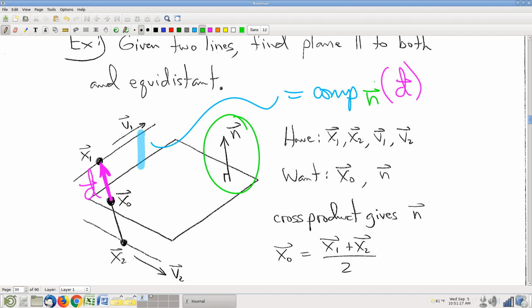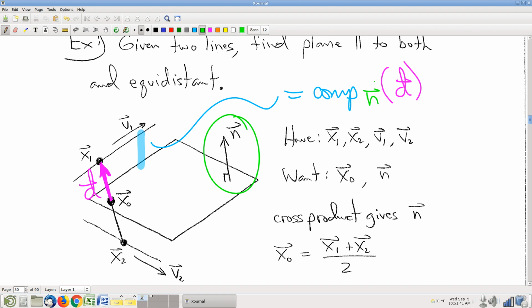So going perpendicular, what I really want to know is, if I were to go perpendicular to the plane from x1, how far is it to the plane? The purple vector says going from the x1 to the plane in some random direction. I don't want to go in some random direction. I want to know the perpendicular distance. So the perpendicular component. Everybody happy with that? Okay.